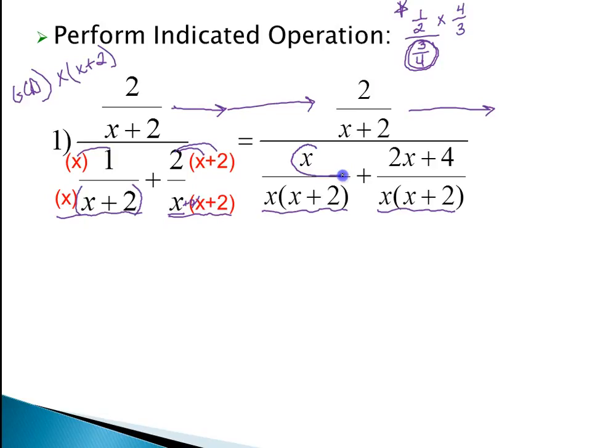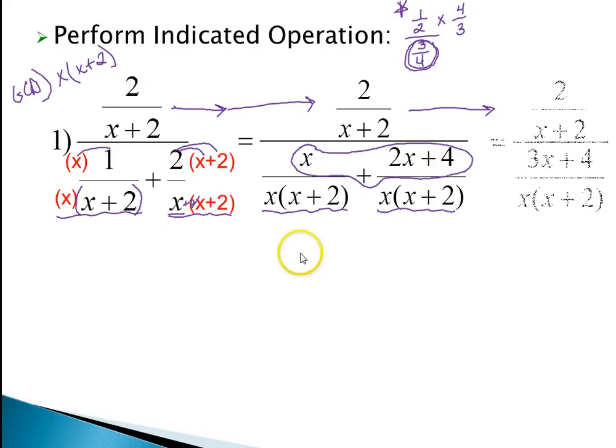Okay, so the denominator stays consistent. I'm adding the top. So I have x plus 2x plus 4. That gives me 3x plus 4. This is now my simplified fraction over a fraction. Okay, but you have to simplify what you have first. You have to combine what you have first. So I have a fraction, simplified fraction, divided by a simplified fraction.